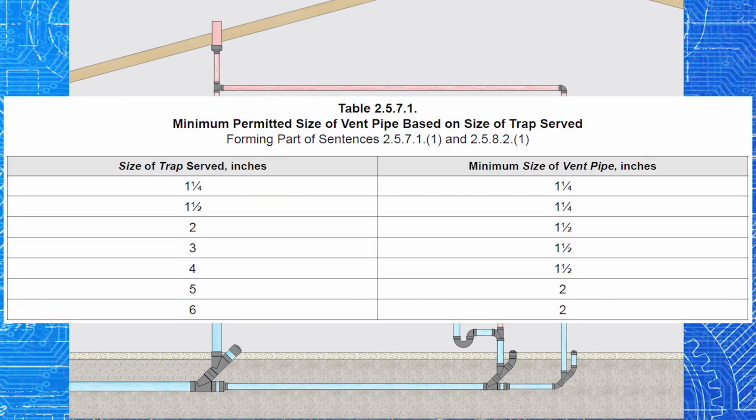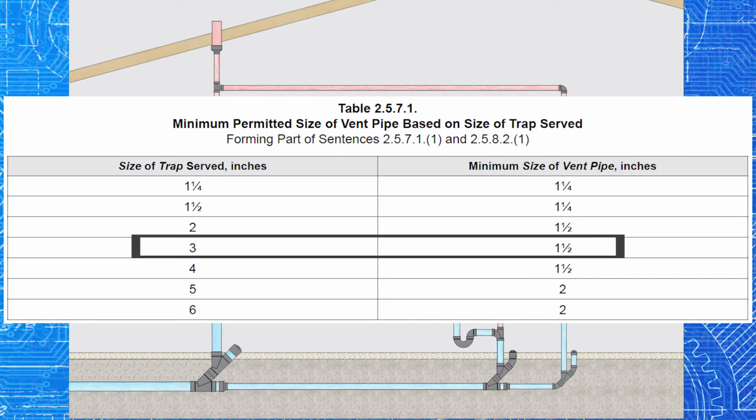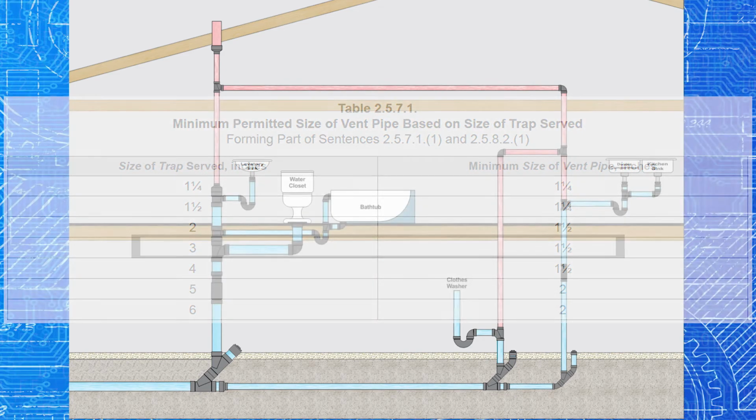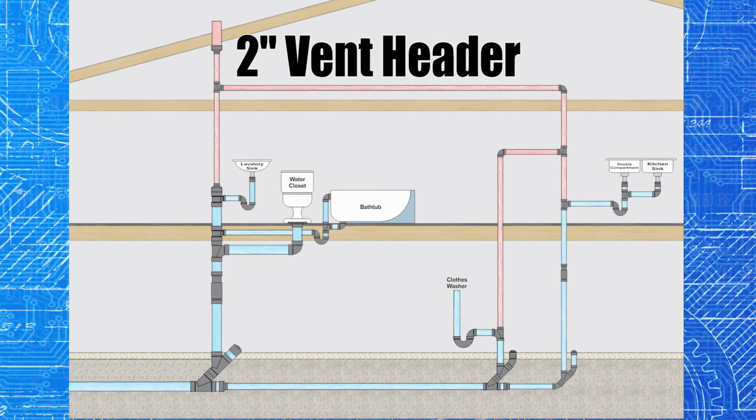Now, the last table that I always need to check is table 2571. Well, the largest trap I'm serving in this whole system is the 3-inch water closet trap. Table 2571 says I can have a vent minimum 1.5 inches for a 3-inch trap. Therefore, a 2-inch vent header is perfectly fine.